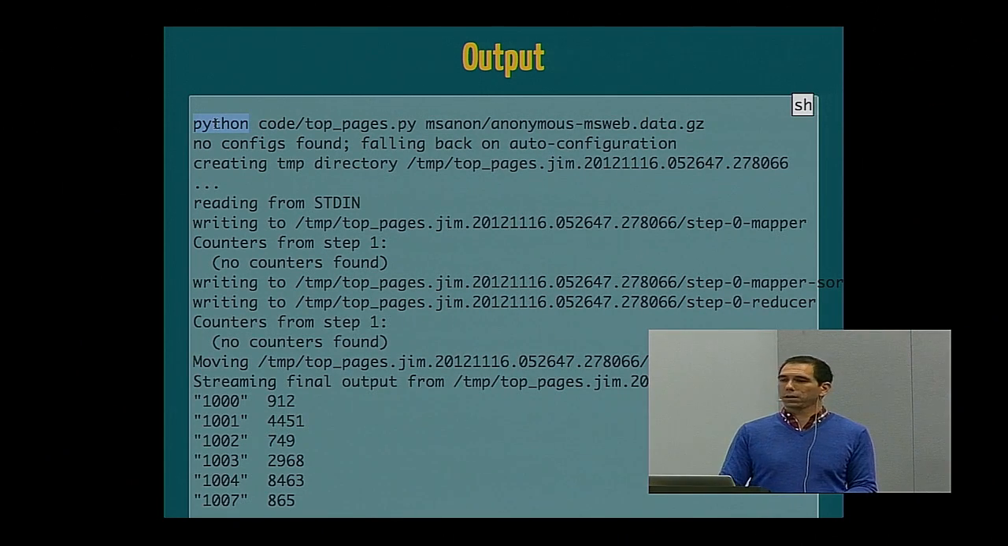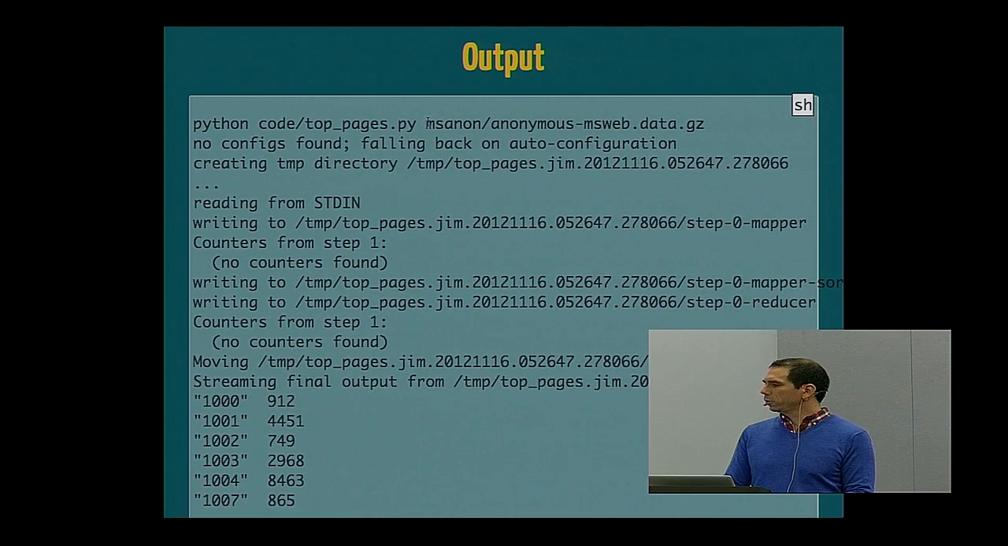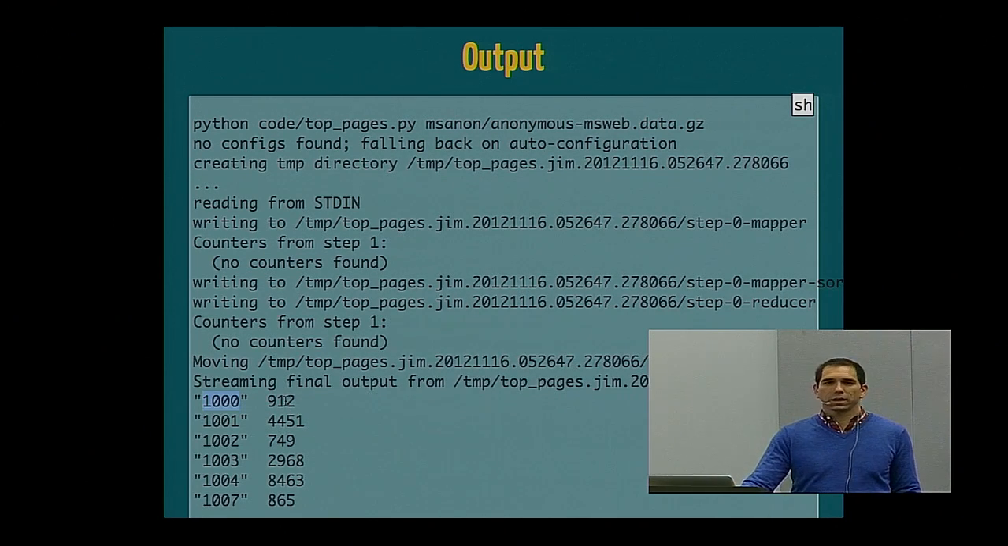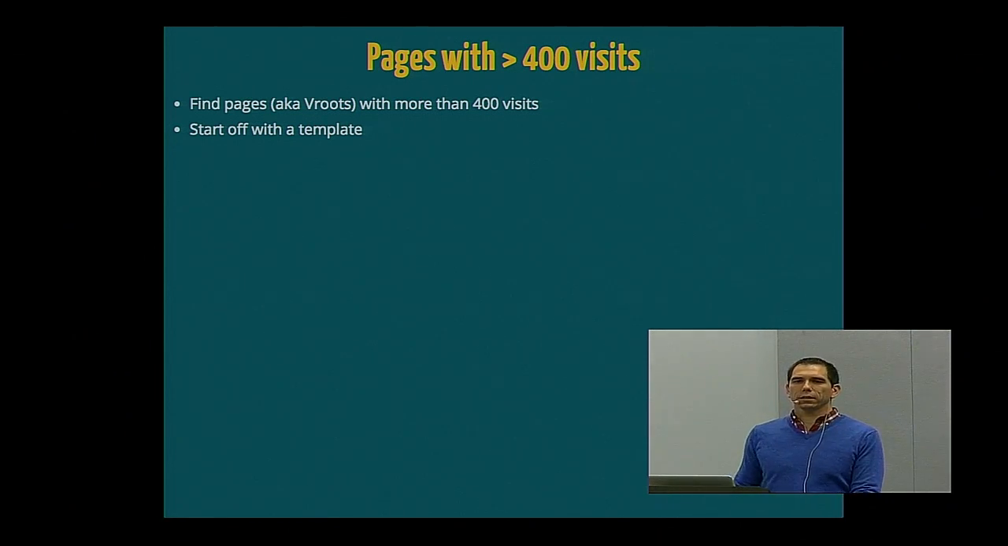What that will look like when you run this: in the shell, we're going to run Python with this top pages Python file after you fill it in, and you will supply the file that you're interested in reading, the anonymous MS Web data. It will output some debugging information, and then finally at the end it'll say vroot 10,000 was visited 912 times. We're going to be looking to output all of the vRoots that had more than 400 visits. We'll start off with a template, which I'll load here in a second, and then run it.